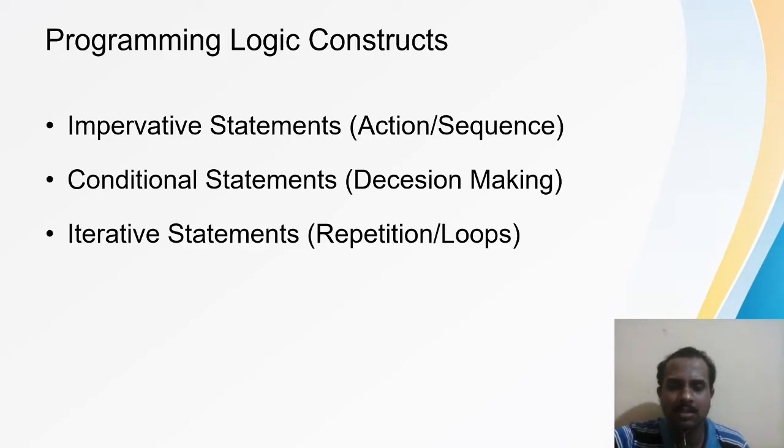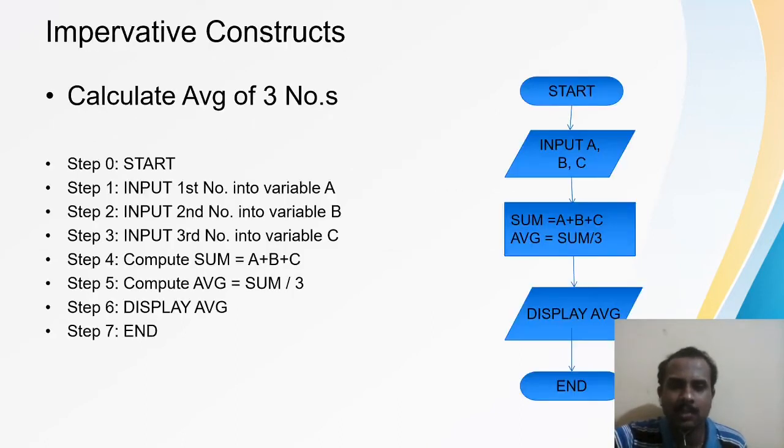Conditional statements or the decision making. While coming to the conditional statement or the decision making, depending on the decision or the selection, you are going to choose or execute a set of codes. Iterative statements: in certain cases we have to repeat the code again and again. In those cases we are going to use the iterative statement. So we are going to have the loops in the iterative statement.